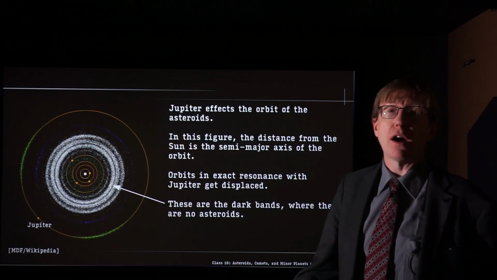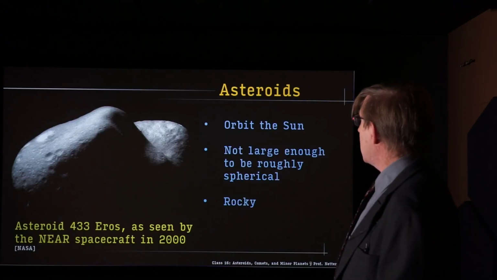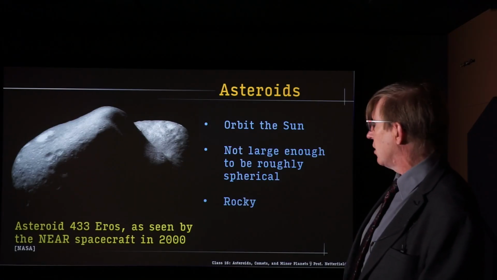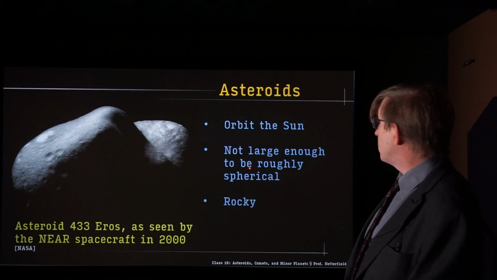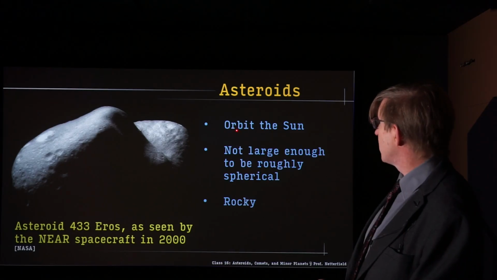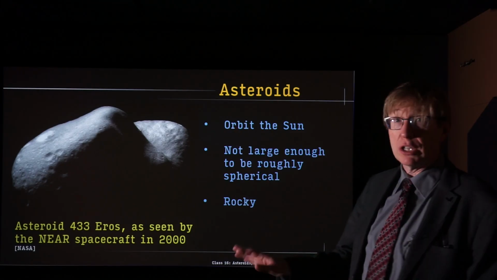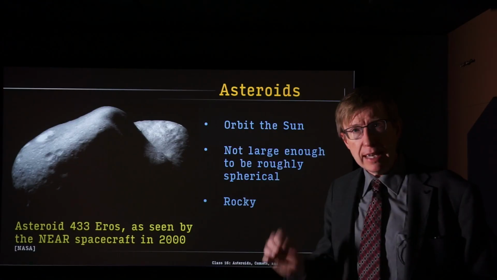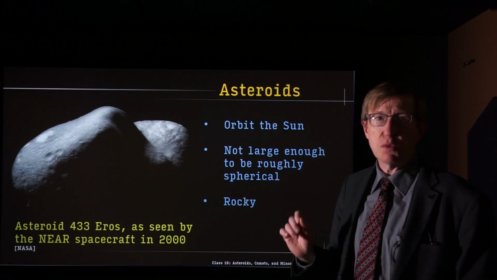Well, what are asteroids? Well, in general, asteroids are these large, lumpy objects. Well, not that large. They're not large enough to be roughly spherical, and they're rocky, and they orbit the sun. That's what an asteroid is. We're going to look at them in more detail. Let's start then looking at the objects in the asteroid belt, starting with the largest one.